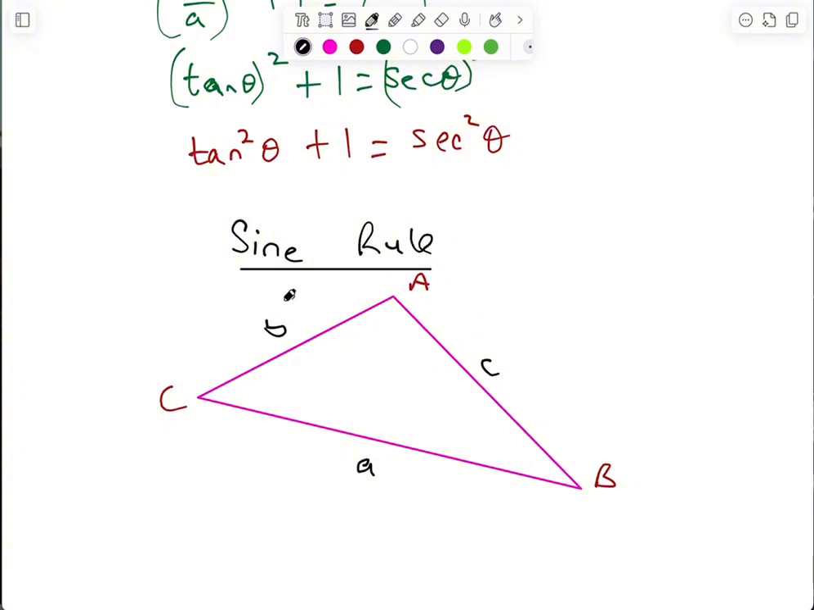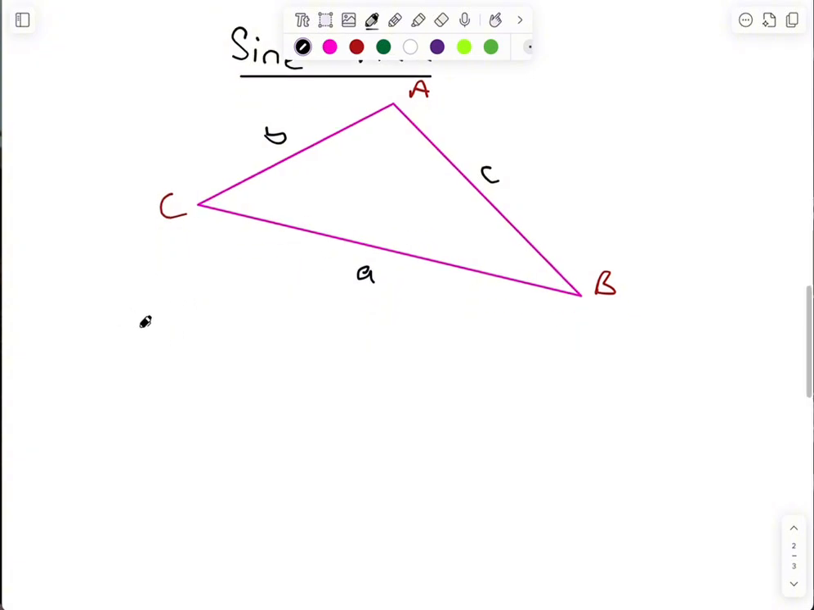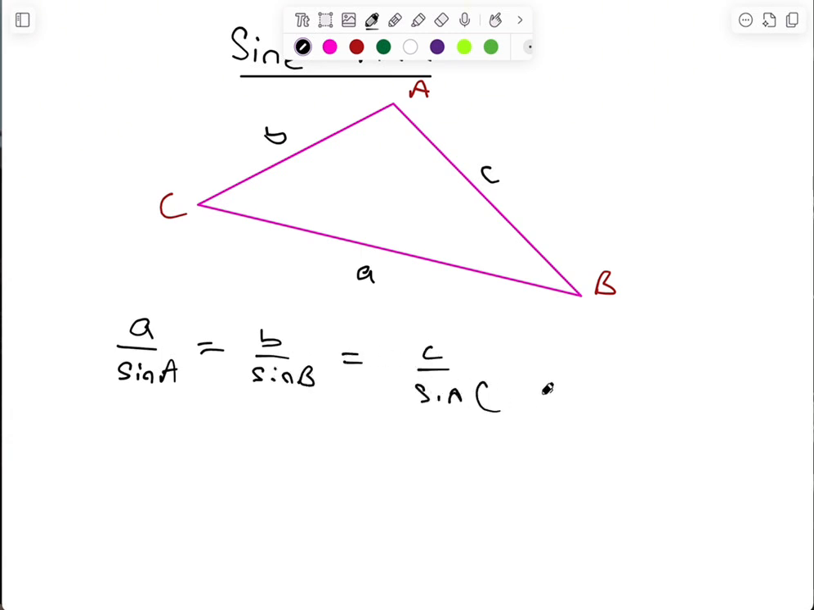So here's the thing. Any of these sides or angles A, B, or C can be unknown. How do we solve for them? Sine rule is one of those rules that actually help us solve for them. So the sine rule, generally, we have a divided by sine A equals b divided by sine B equals c divided by sine C. By the way, some people like to use it as inverse, that is sine A divided by a. Whichever one you decide to use, it's still going to be the same thing.